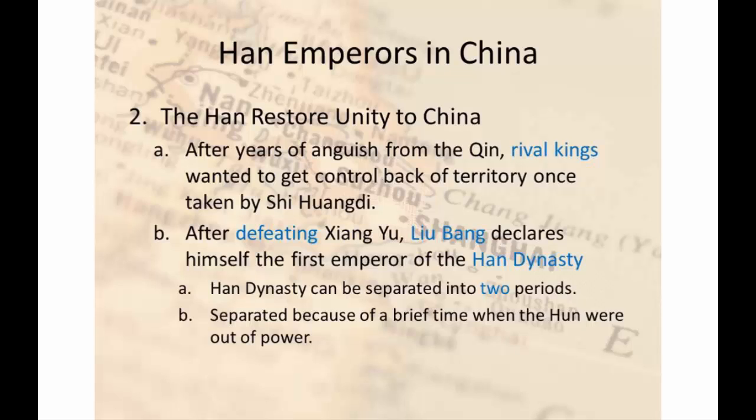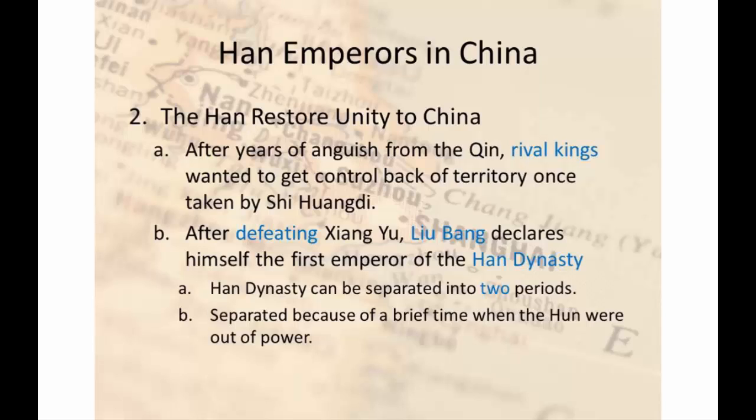But thankfully, or not thankfully I guess, the Han Dynasty restored unity to China. After several years of anguish from the Qin, rival kings wanted to get control back of their territory that had once been taken by Shi Huangdi. After defeating Xiang Yu, Liu Bang declared himself the first emperor of the Han Dynasty. These old kings took control, and they were fighting amongst themselves, wanting more power, just as all kings do. But it wasn't until Liu Bang was able to defeat or make agreements with these other regions to retake China as it had once been.